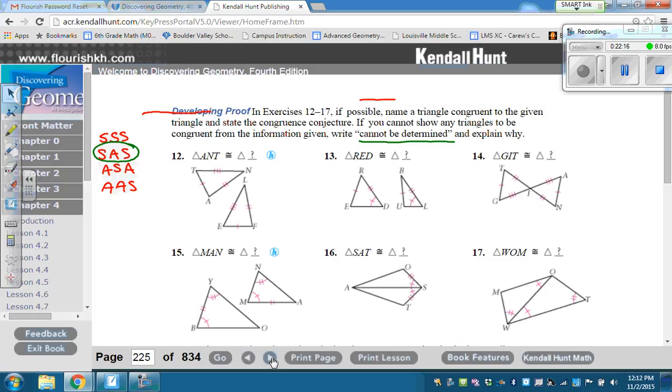You see one, Claire? Dylan? What do you guys think? Why? You have the shared side. So you have one of the combinations, right? So that one will work.